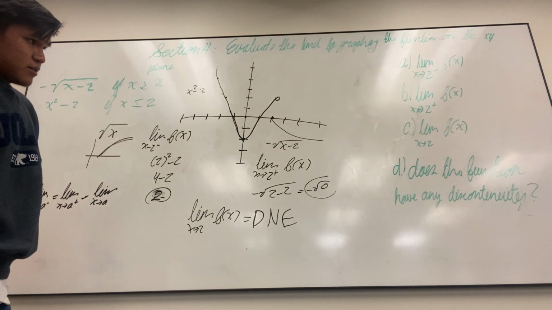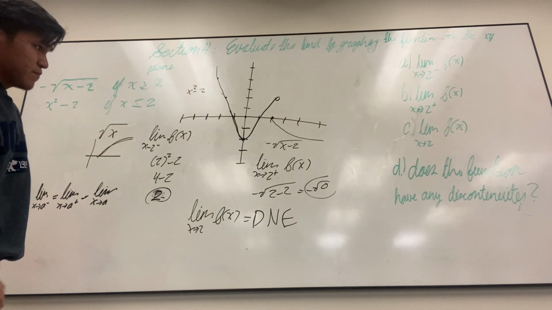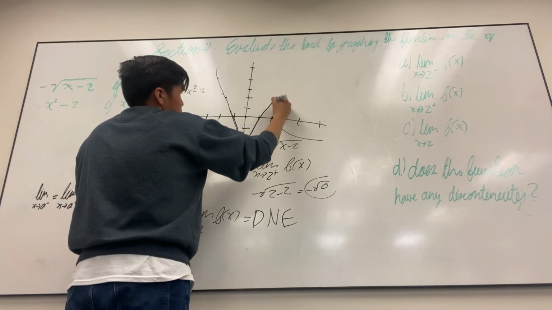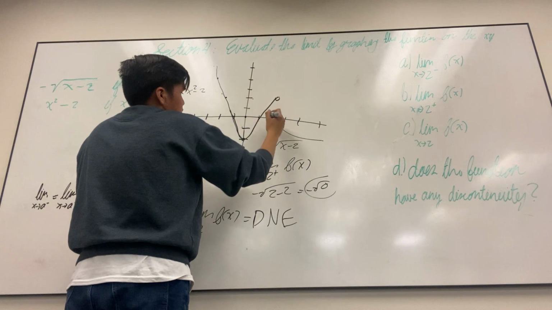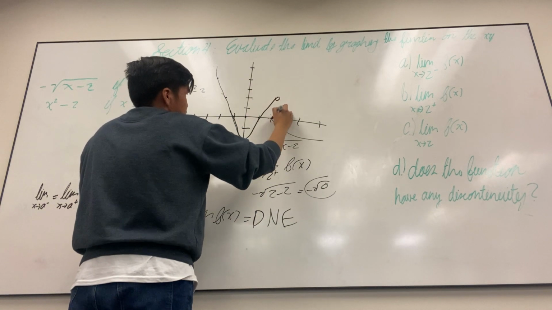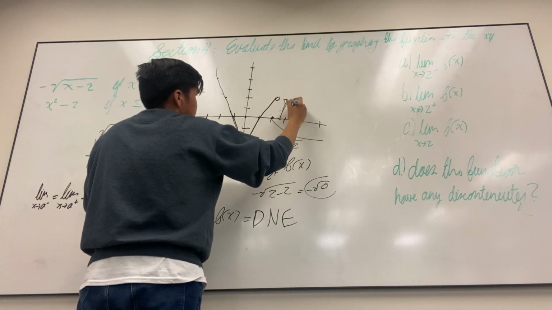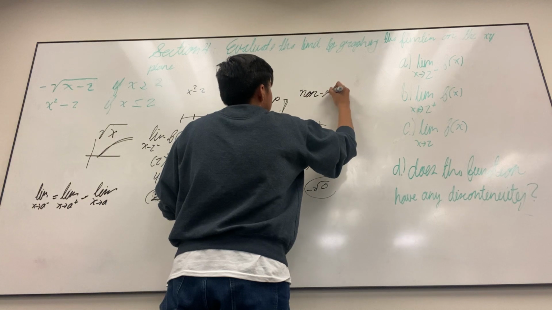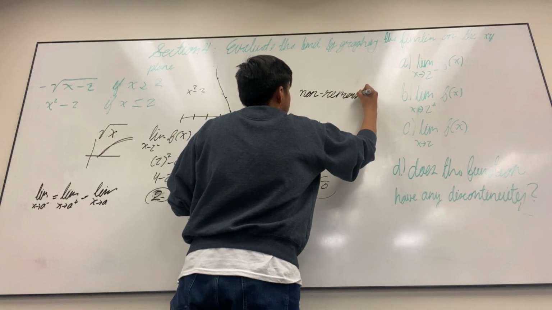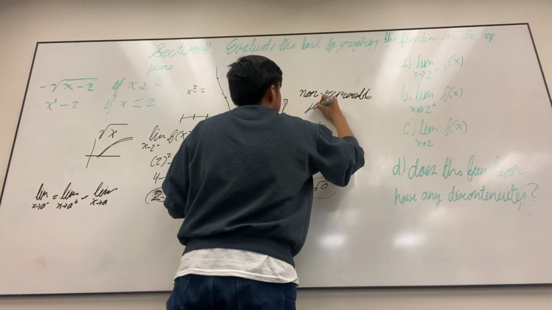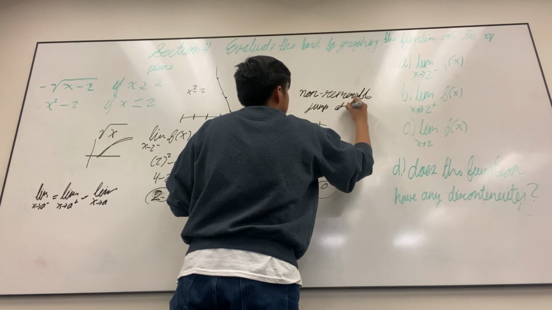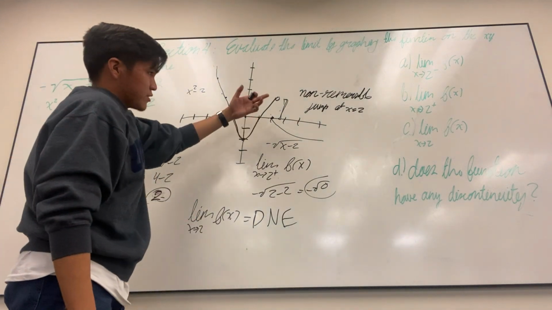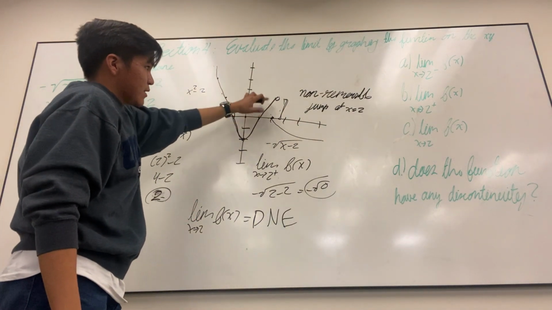Our last question asks, does the function have any discontinuity? There is discontinuity, right at x equals 2. You see there's a non-removable jump from 2 to 0. This is where the discontinuity is at. And this is a non-removable jump at x equals 2. So here there's a non-removable jump which counts as discontinuity, which is another reason why the limit does not exist.